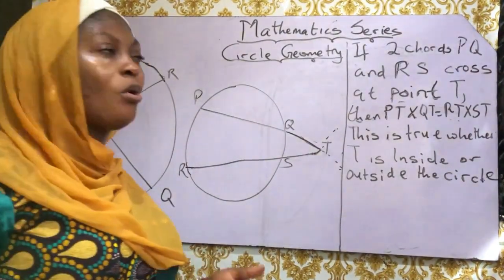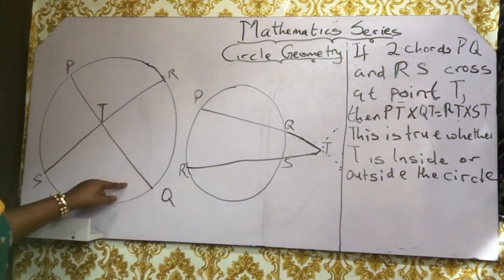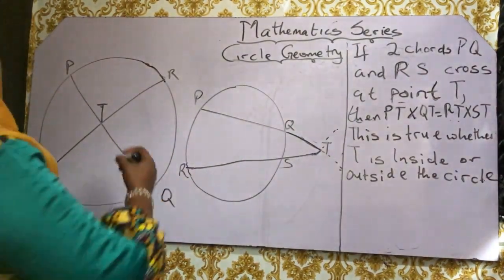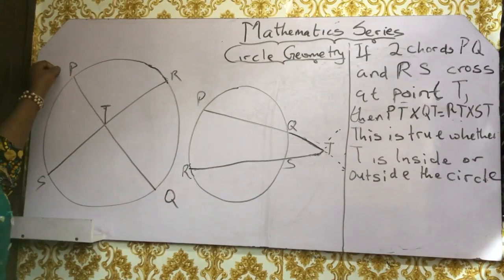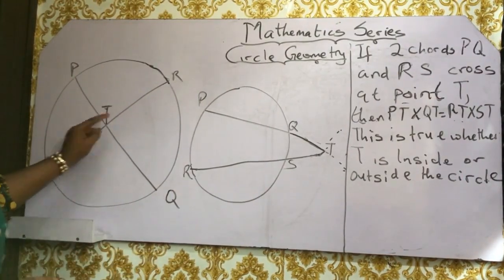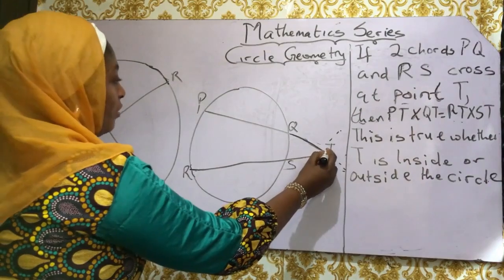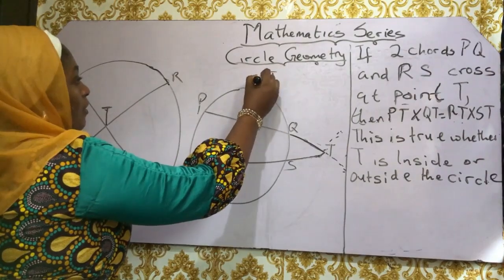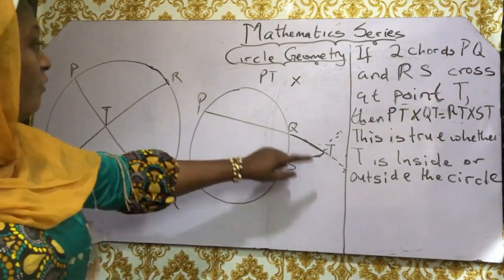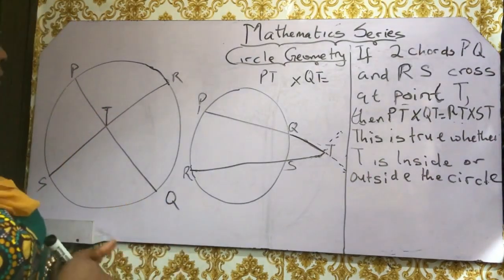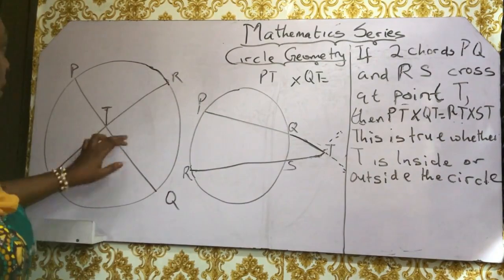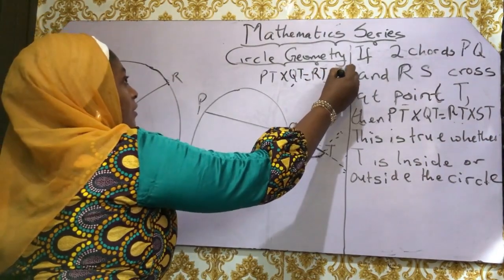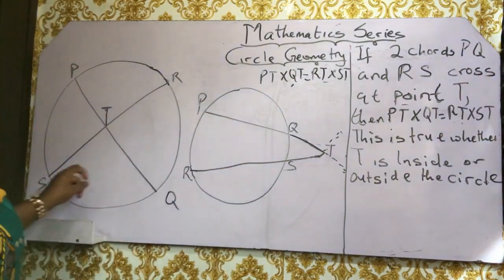This rule simply says if two chords PQ and RS cross at point T, that is, cross at this point here T, then PT times QT is equal to RT times ST. Let me rewrite this: PT times QT is equal to RT times ST.